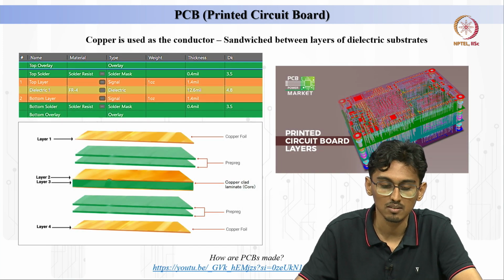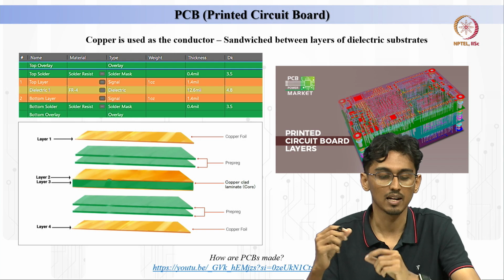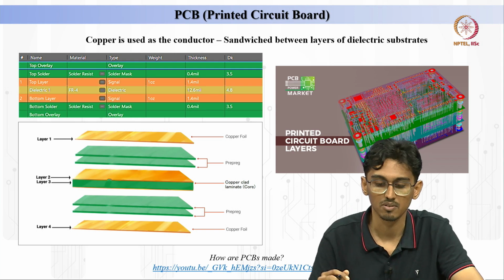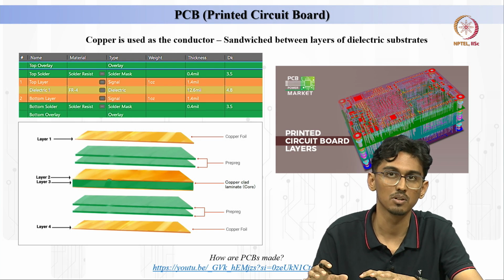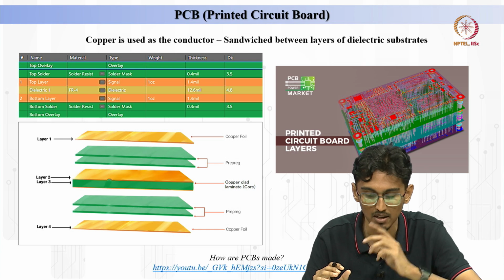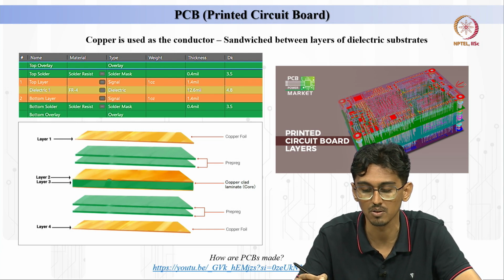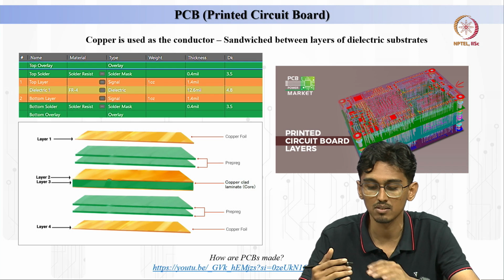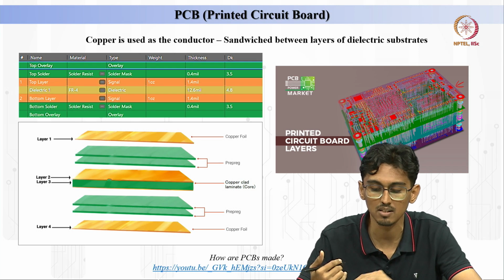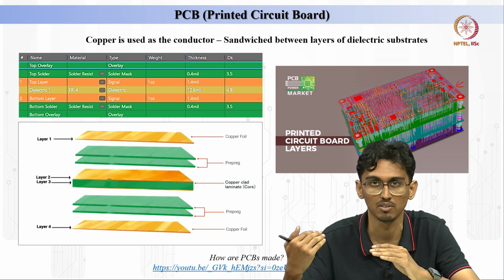Now, what does the PCB contain? What does it physically contain? From PCB power, I have just shown you a simple representation. This is a really good representation of what is inside a PCB. You can see there are multiple colors represented here. Those are just the colors for the different layers of the PCB.